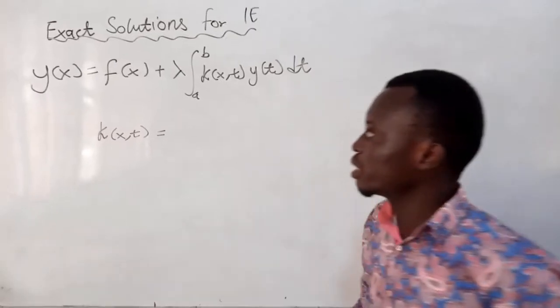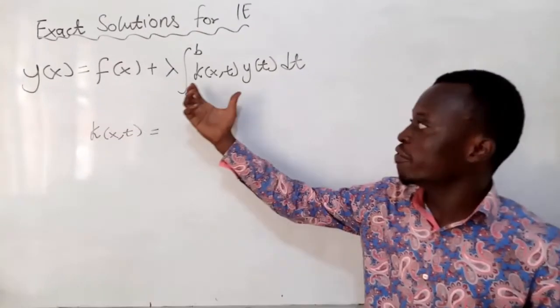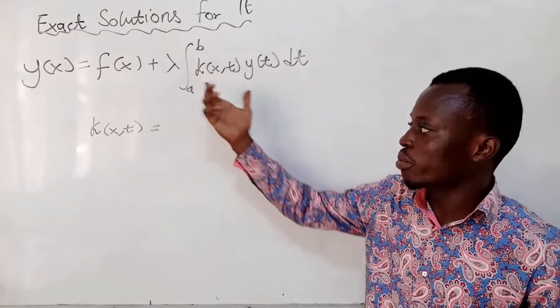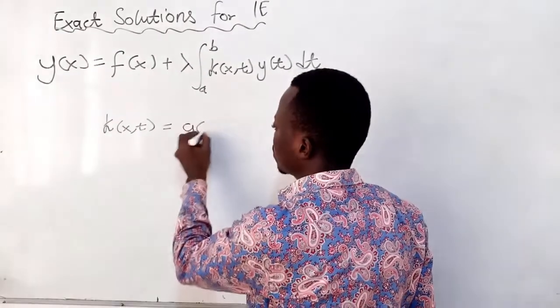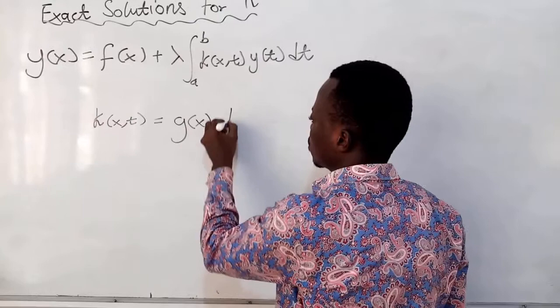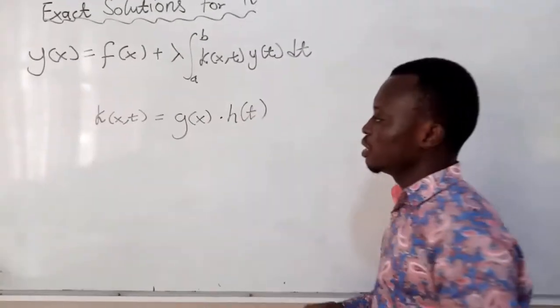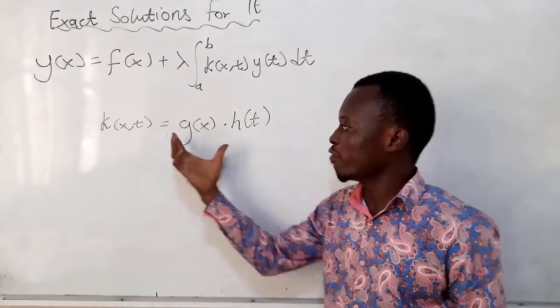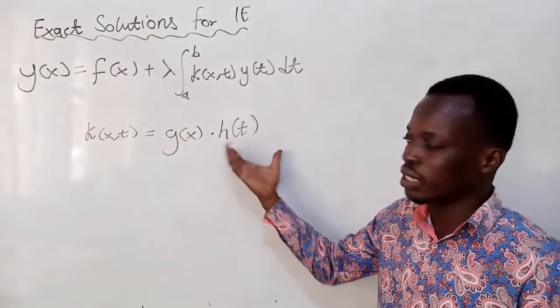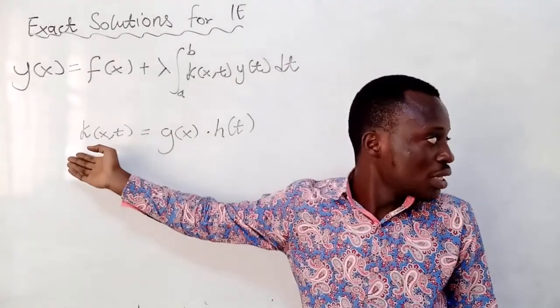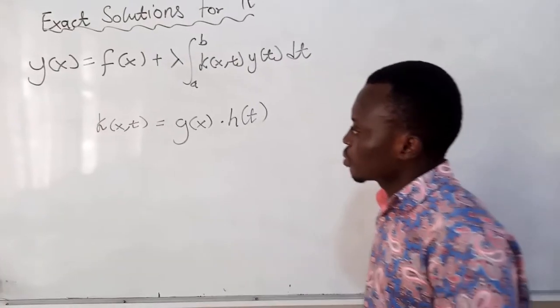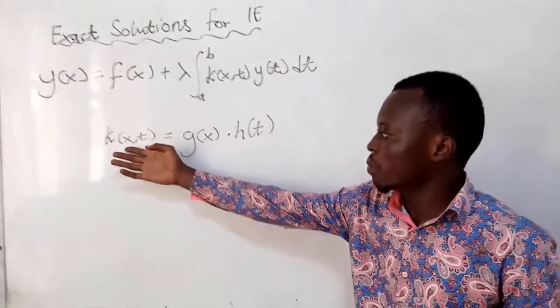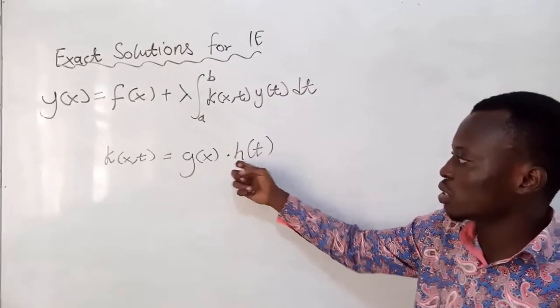In the exact solution, we are going to say that this kernel is separable, that is, g of s dot h of t, which means that the kernel is separated into a function of s and a function of t. If you multiply, you can easily get the kernel. Now, if our kernel is separable to g of s dot h of t.